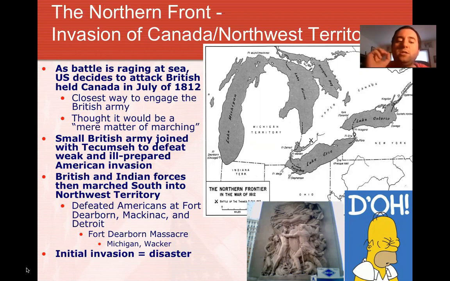The initial invasion is a disaster. British and the natives are working together. They're marching south into the Northwest Territory. The U.S. decided to attack British-held Canada. Well, the small British army, joined with Tecumseh and the natives, come together. They defeat a weak and ill-prepared American invasion. The British and Indian forces marched south into the Northwest Territory, defeated Americans at 3 forts, and the initial invasion becomes a disaster.